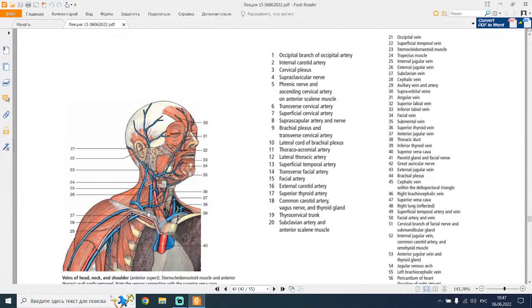What you see, this is vena jugularis interna. This is a vein, facial vein. You see the facial vein. You see vena jugularis anterior.